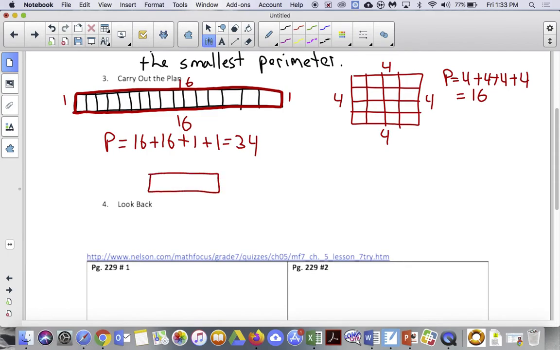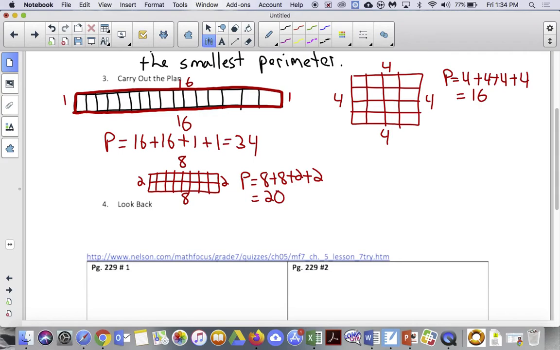I'm going to take this, divide 1, 2, 3, 4, 5, 6, 7, 8. So I have 8 and 8, which is 16 total cards. So 8, 2, 8, 2. So the perimeter of this is 8 plus 8 plus 2 plus 2, which would be 16, 17, 18, 19, 20. So it's good, but it's not the lowest, so that won't work.